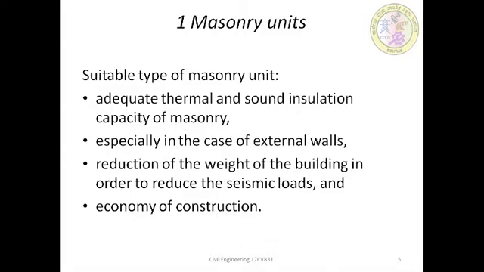Apart from the load bearing capacity, there are some aspects which we can consider while selecting the most suitable type of masonry units. The first one is adequate thermal and sound insulation capacity of the masonry. Second one is especially in case of external walls. The third one is the reduction of the weight of the building in order to reduce the seismic loads. And the last one is economy of the construction.